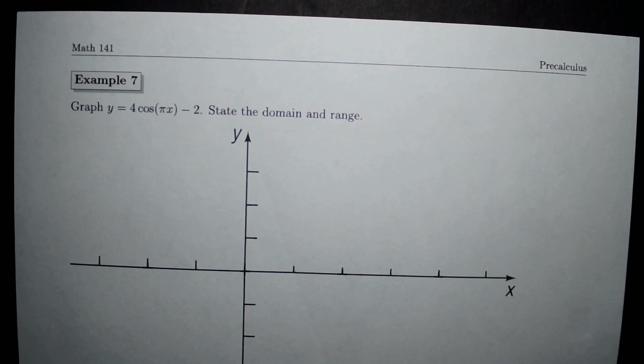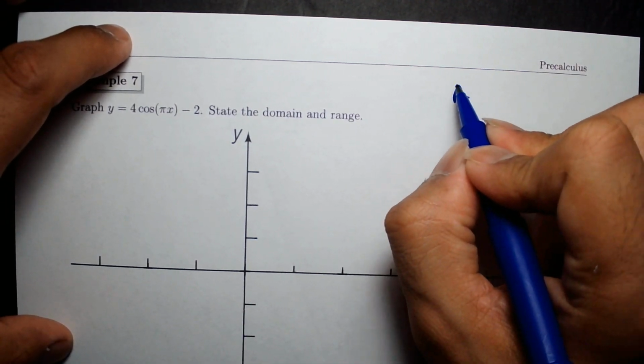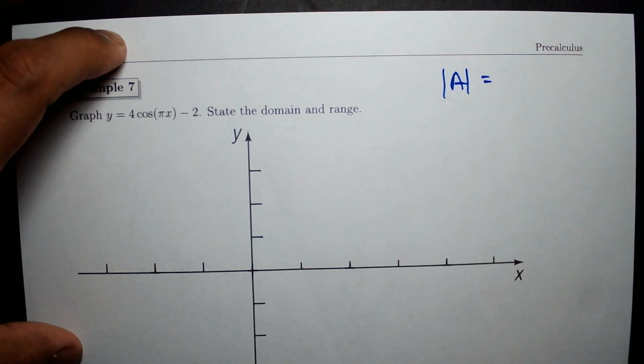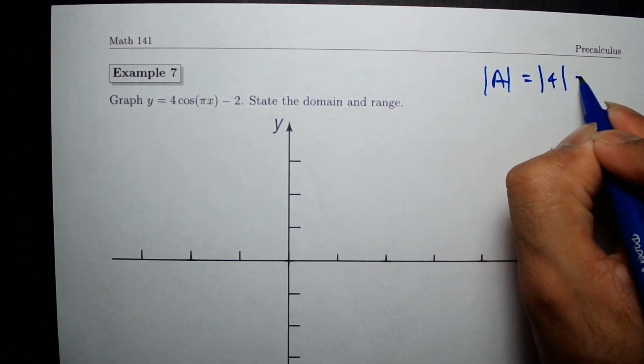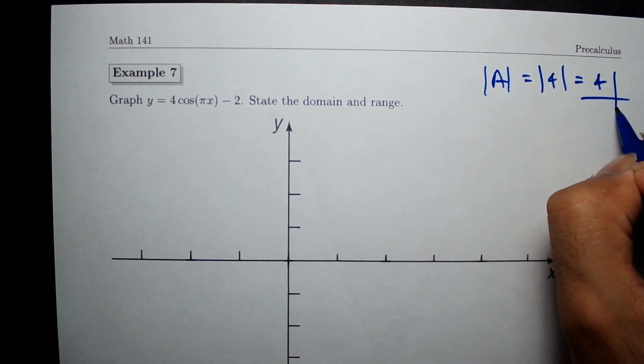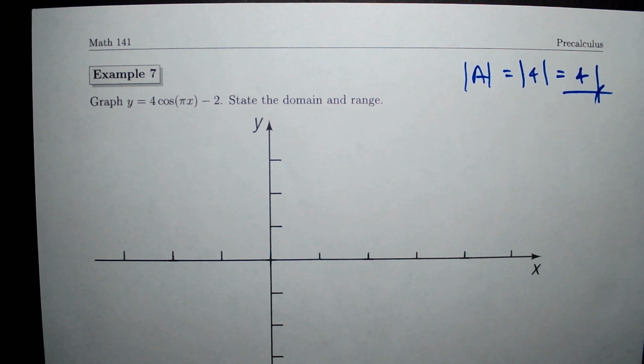I think I'm gonna use a pencil instead. So, first of all, let's state the amplitude, which is the absolute value of A, or the absolute value of 4, which happens to be 4. That means the graph is, be careful in this case, potentially oscillating between -4 and 4.